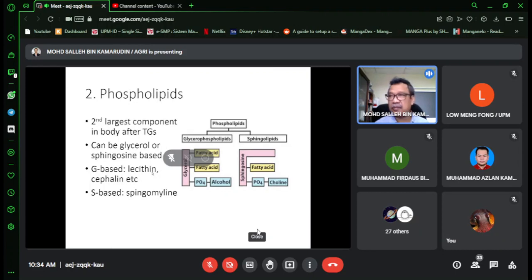And you have to be very careful. Ada yang vegetable lecithin, ada yang animal lecithin. So kalau animal lecithin tu try to avoid, cari yang soy or vegetable lecithin kalau nak makan lah. And then we have cephalin dan yang non-glycerol base sphingomyelin adalah komponen yang penting phospholipid dalam body lipid.